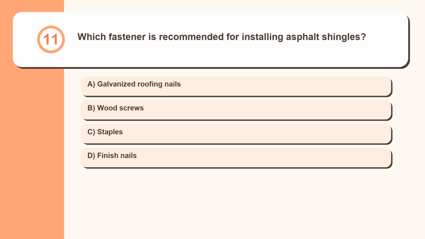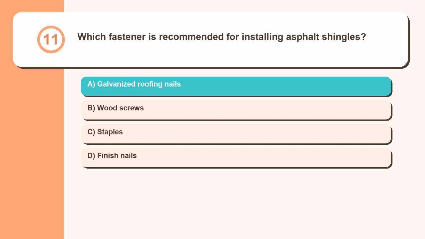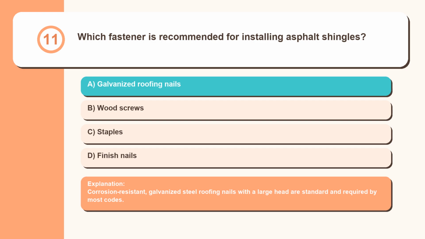Question 11. Which fastener is recommended for installing asphalt shingles? Galvanized roofing nails, wood screws, staples, finish nails. Corrosion-resistant, galvanized steel roofing nails with a large head are standard and required by most codes.